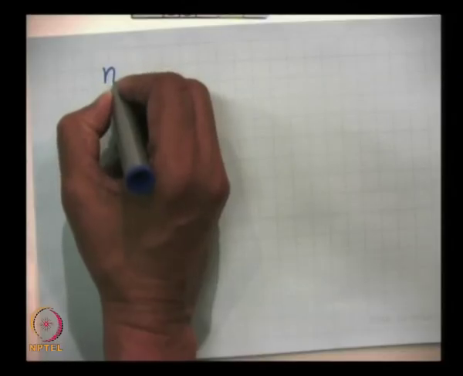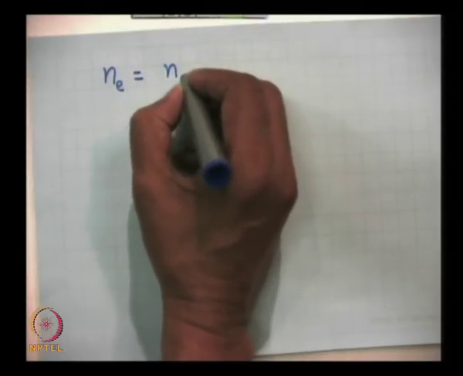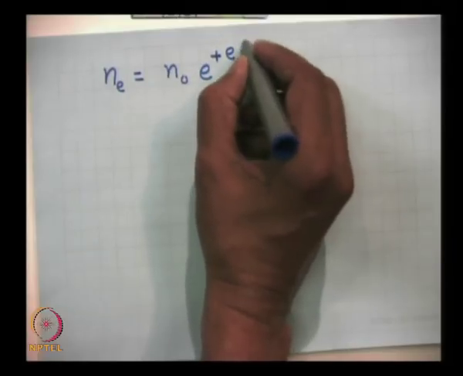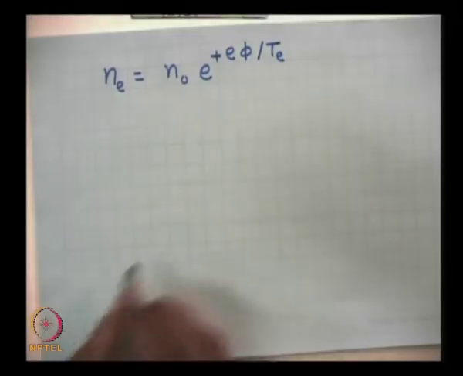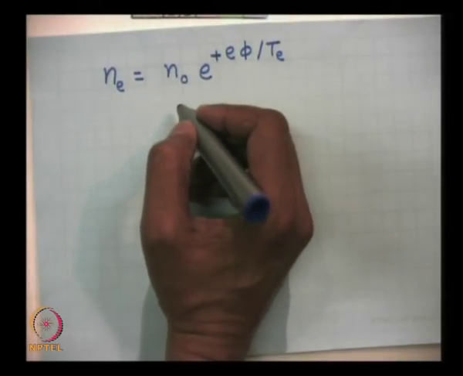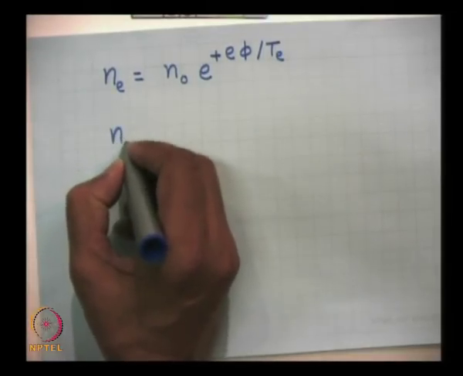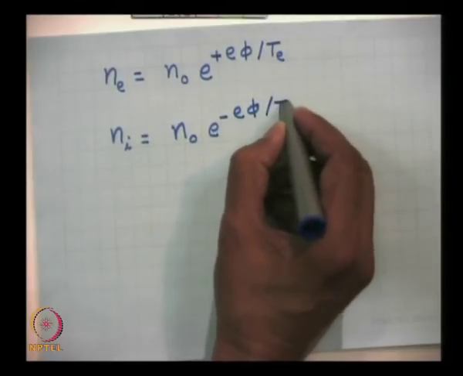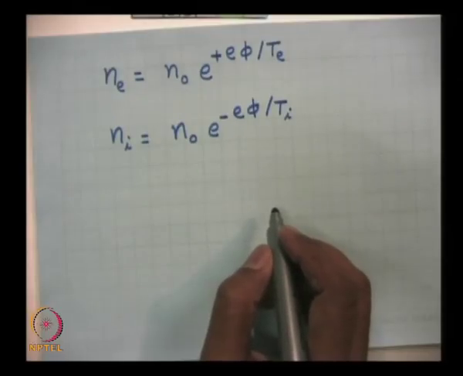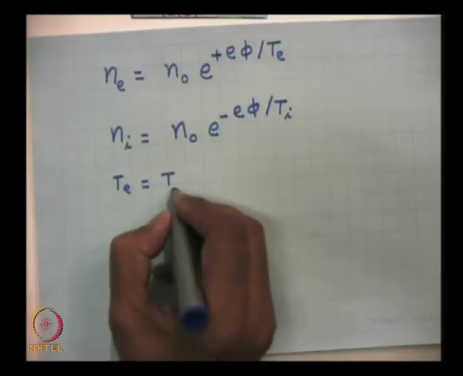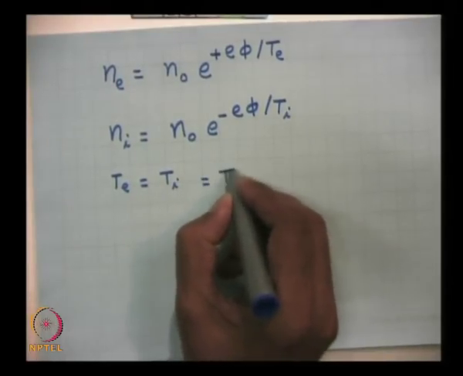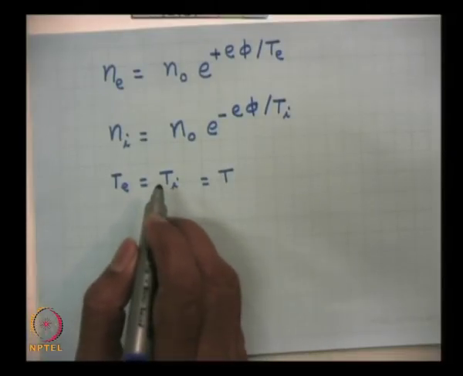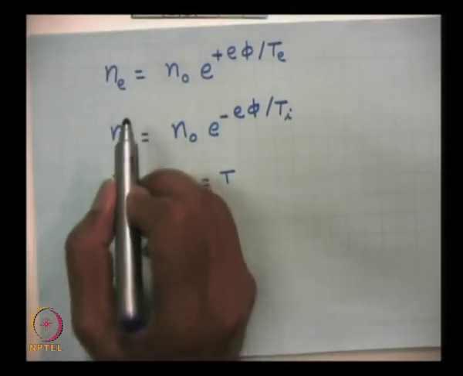So, the electron density is expected to be N0 times the exponential of minus the potential energy, which is minus E phi. So, it becomes plus E phi upon Te, the electron temperature, where N0 is the density of electrons in the plasma far away from charge Q. The ion density is expected to be N0 exponential of minus E phi upon Ti, where Ti is the ion temperature. For the sake of simplicity, I will consider Te equal to Ti equal to T. So, N0 is the equilibrium density of the plasma electrons, which is the same as that of plasma ions. This is the modified density due to the charge plus Q that you have brought into the system.